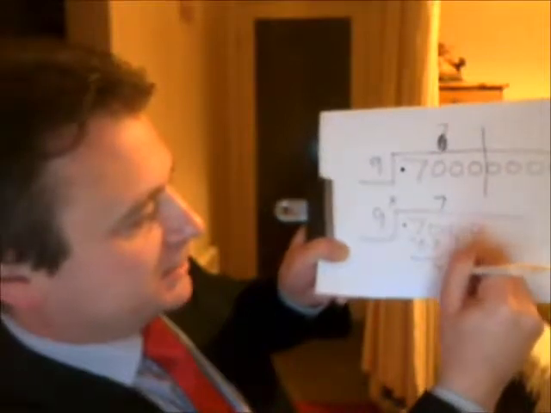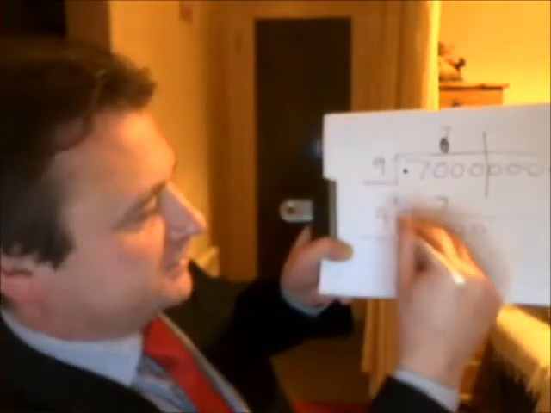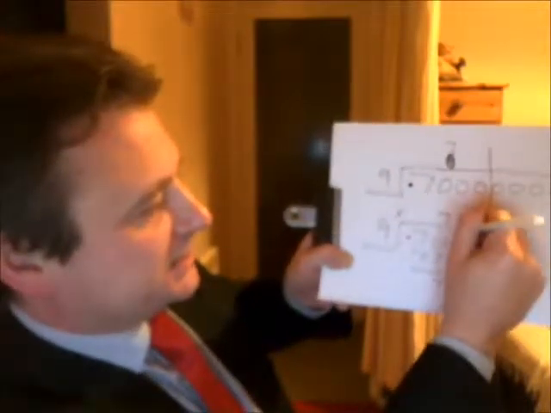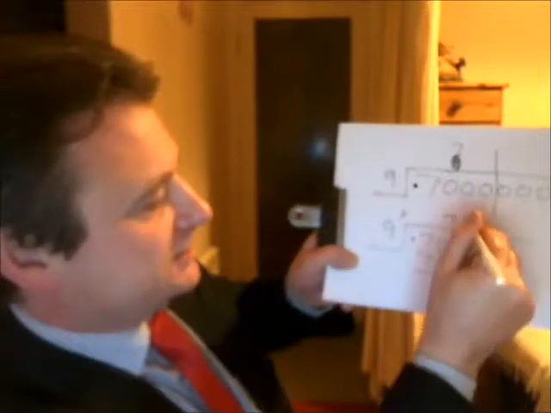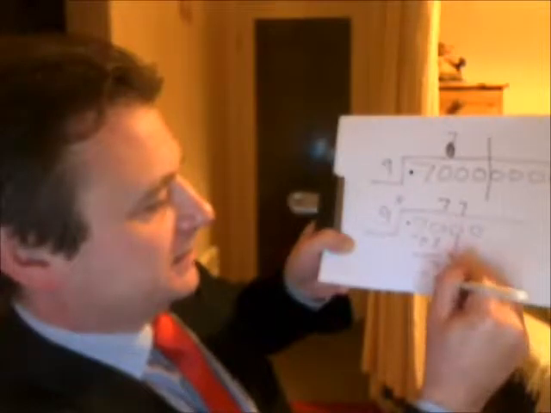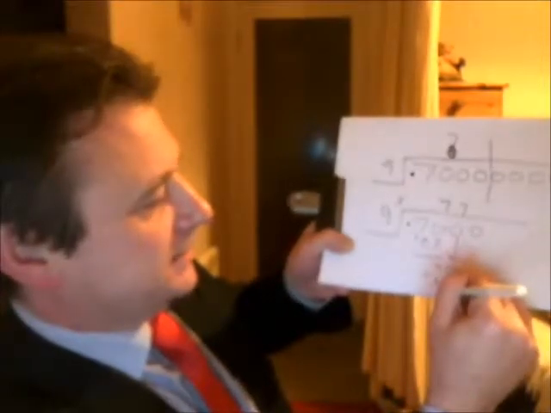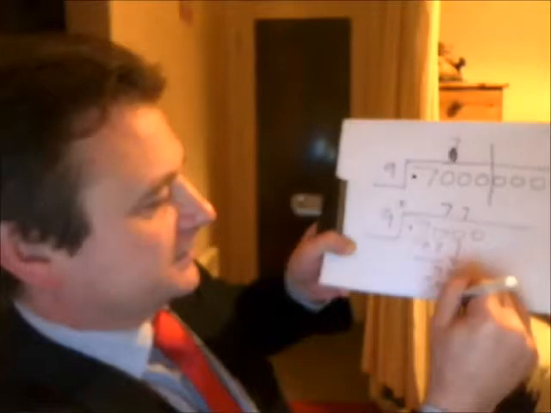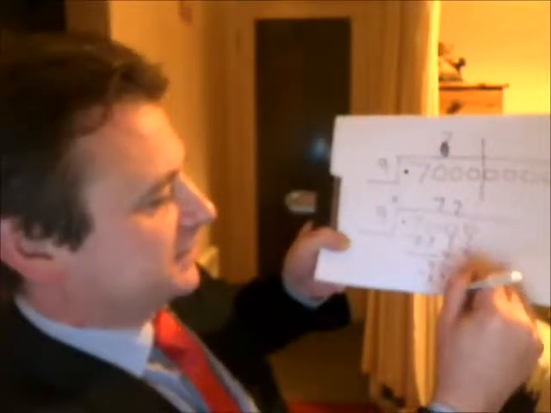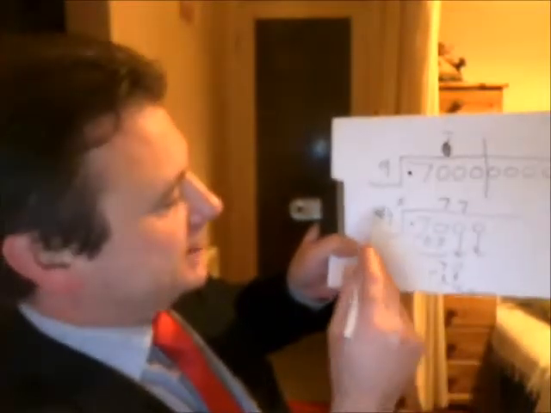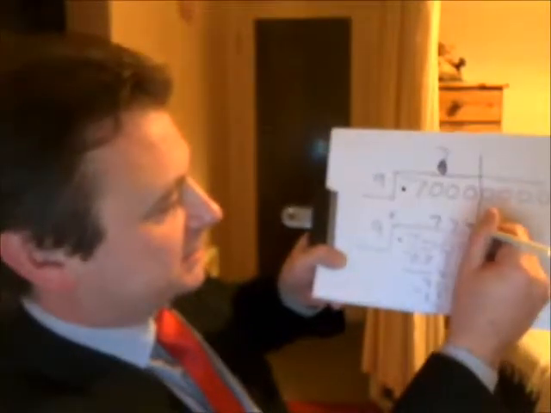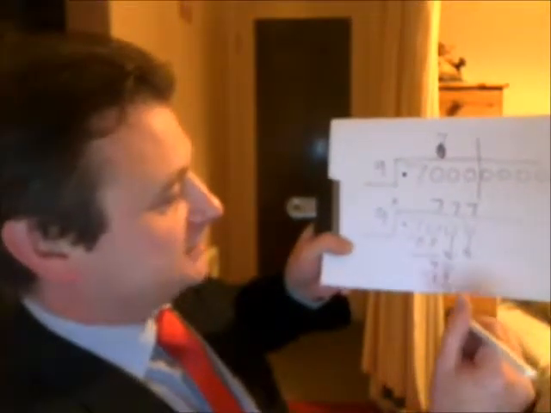Again, bringing the next number down. 0. It's going to be the same answer, isn't it? 9 into 70 goes in 7 times. 7 times 9 is 63. That leaves 7. Bring the final 0 down. Running out of paper there. 9 into 70. Again, surprise, surprise, it goes in 7 times.